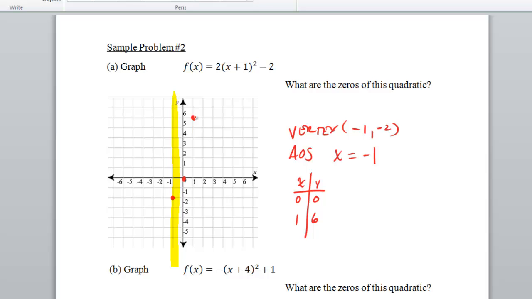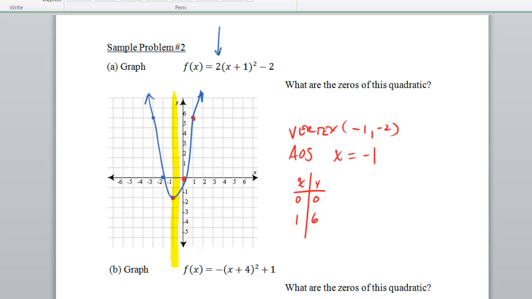Now we just need to take the symmetric points. So that's 1 unit away, so it's going to be 1 unit here and 2 units up there. And we're going to do our best to draw that quadratic. And of course we should have known that based off of the 2 there, that it was going to be a little bit steeper and it was going to be opening up.